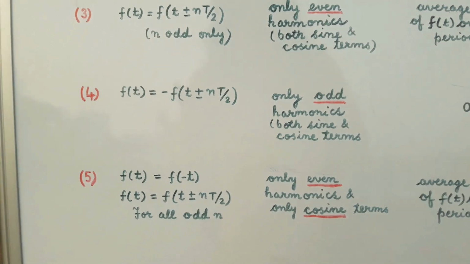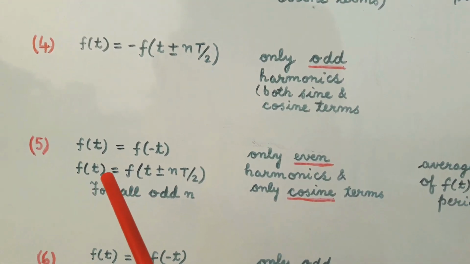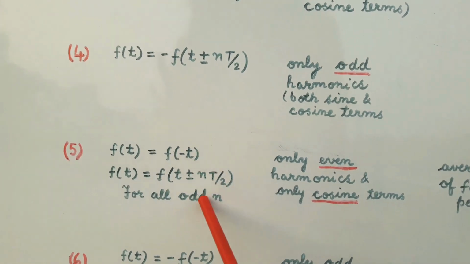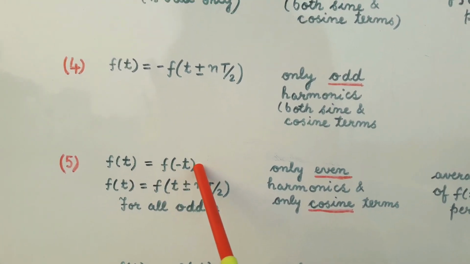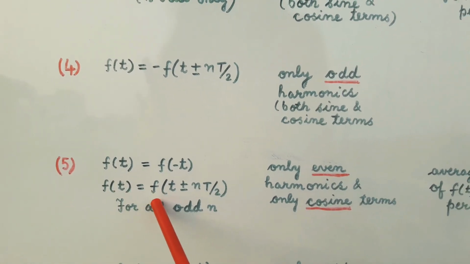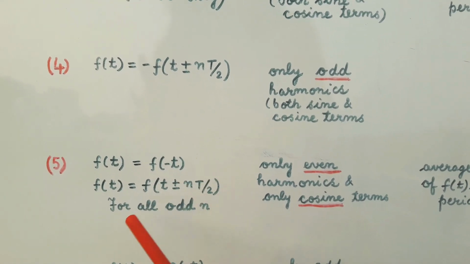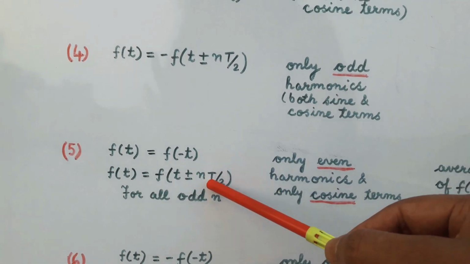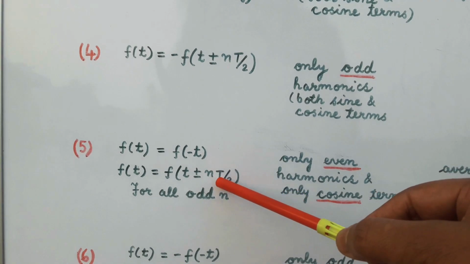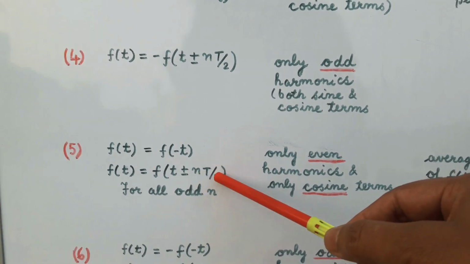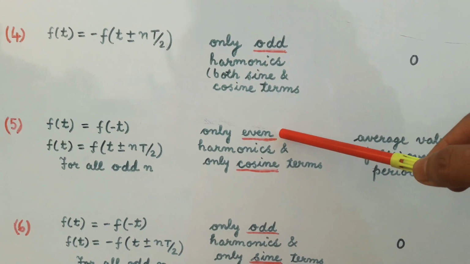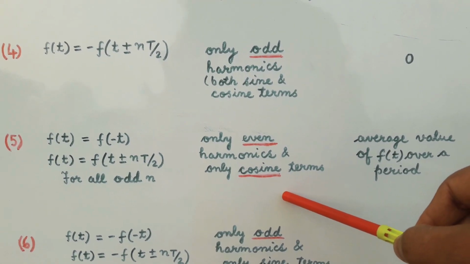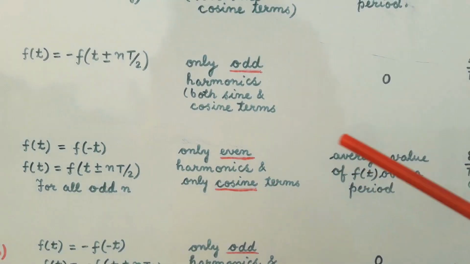Now, the fifth condition is when both the first and the third conditions are satisfied, that is if f of t is equal to f of minus t and f of t is also equal to f of t plus minus nT by 2 for n odd only. This means this function will satisfy both the first and the third conditions. Then this type of function will contain only even harmonics and only cosine terms. So, bn will be 0 in this case because the function will contain only cosine terms.